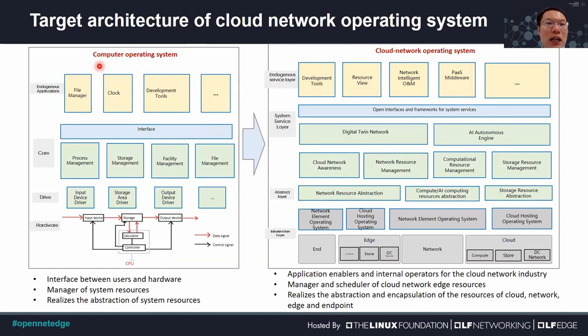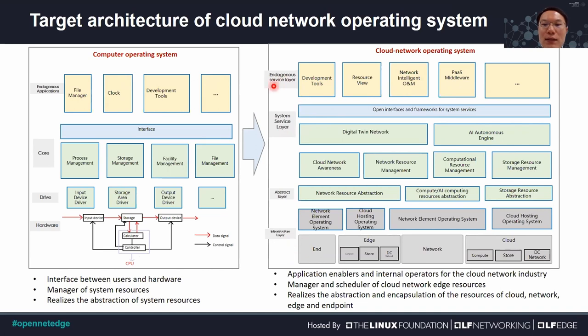which is we wrap the computer operating system. We provide four layers, including the endogenous service layer, which includes the network intelligent orchestrator and management, and also the system service layer, the abstract layer, and the infrastructure layer.